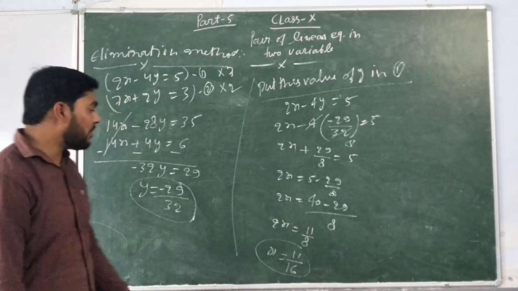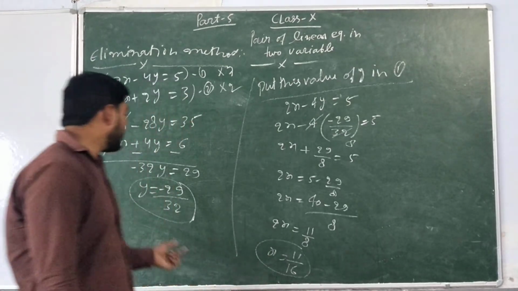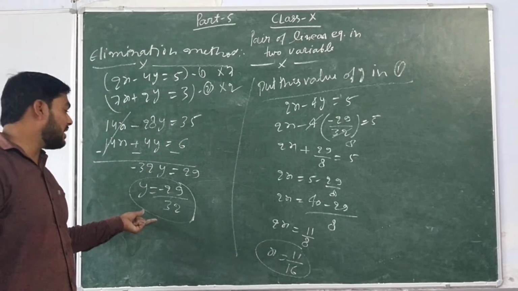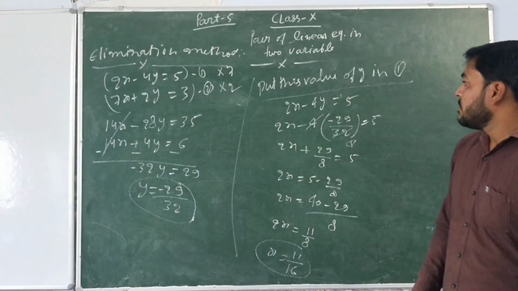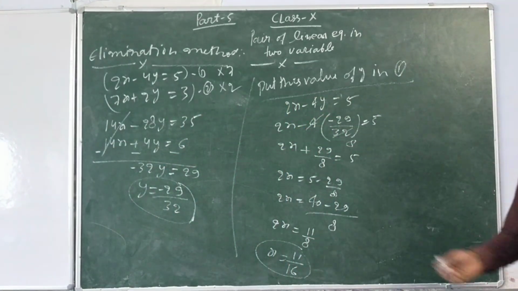You get the value of x, that is 11 by 16, and the value of y, that is minus 29 by 32. Okay? Now pause the video and note it down.